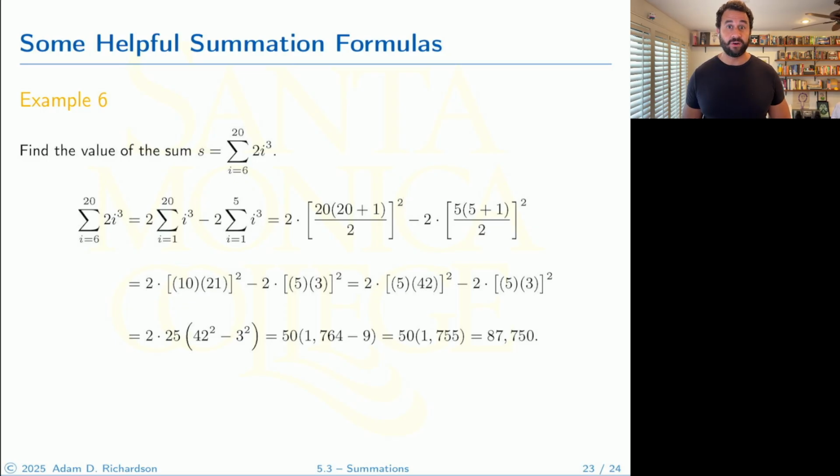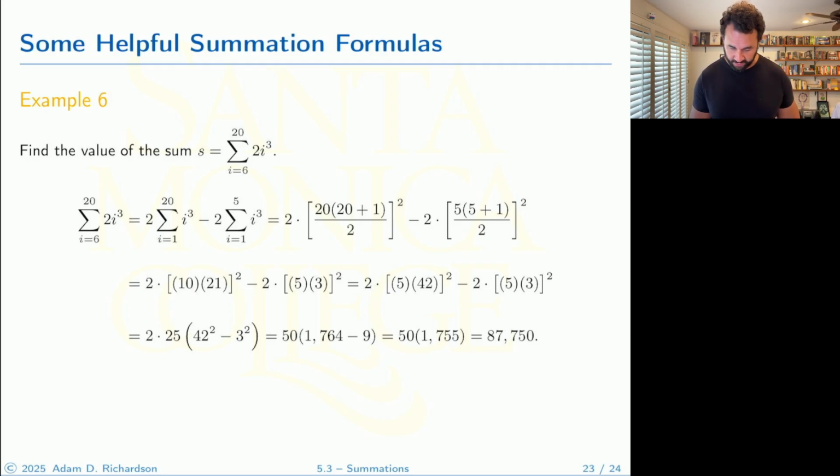So let me start over explaining this one here. Sorry about that. Here's our sum. We're going to write it in this form like we did before. Here I'm factoring out the 2's. And now I can use those helpful sum formulas, in particular the one for the sum of the first n cubes, right?